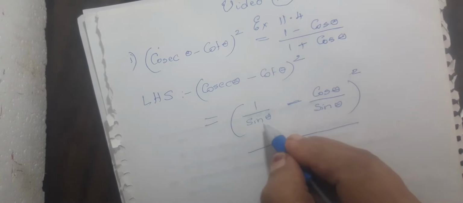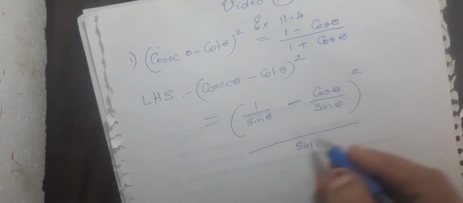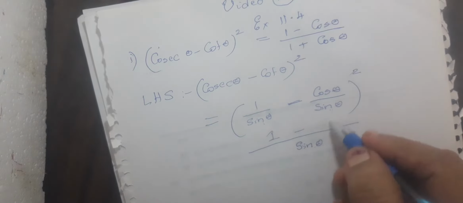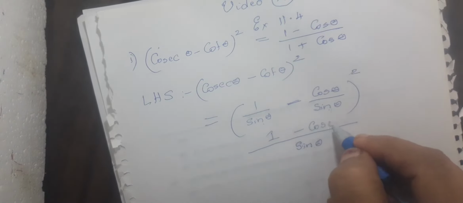So sin theta will cancel here and you get here 1. 1 minus sin theta, here it will cancel. Here also it will cancel. So it will be 1 minus cos theta the whole squared.